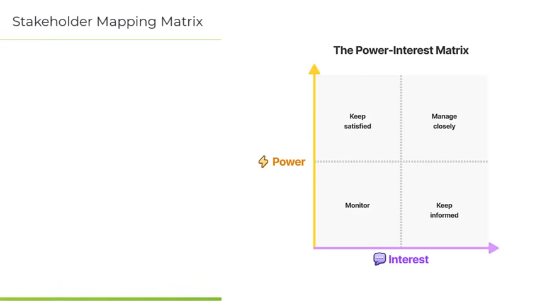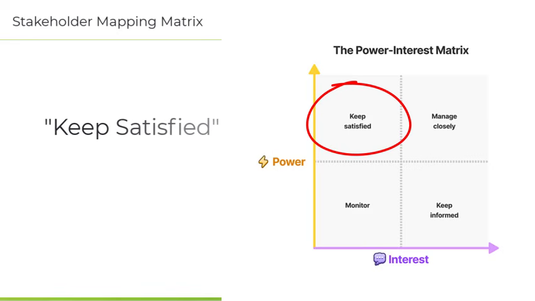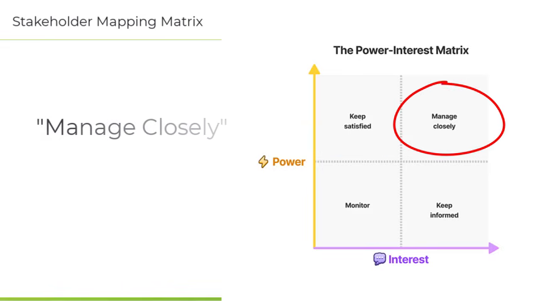So let's take a look at what each of these four quadrants actually represent. So keep satisfied. These types of individuals or groups can prove difficult to convince, where high power but low interest will mean that they will need to be aware of any major changes, but also will want to be left to their own will. The second one, which is managed closely, these types of stakeholders will have both high power and high interest, so these people will have to be kept up to date with any decisions that you make.